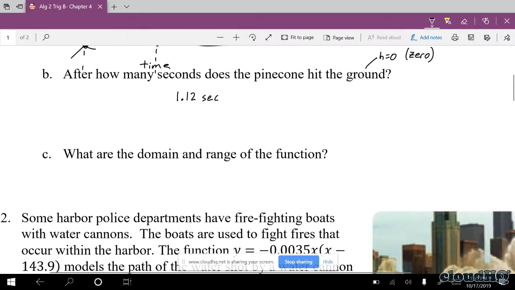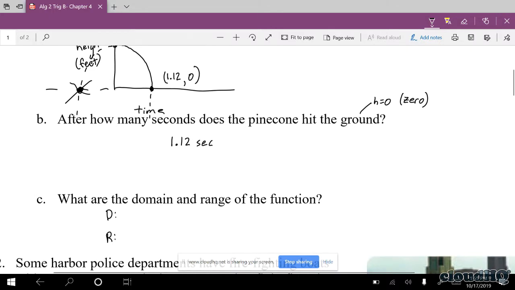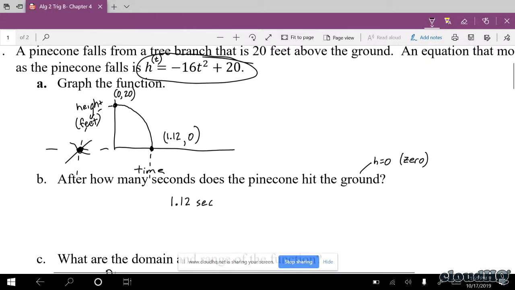And then after that, part C, what are the domain and the range of the function? Okay, what are the domain and the range of the function? Now, typically, when we look at domain of a quadratic, we would say it's all real numbers. But this is not just a typical quadratic or parabola, because we put it in the context of a real scenario where the x value, or the domain, is time.